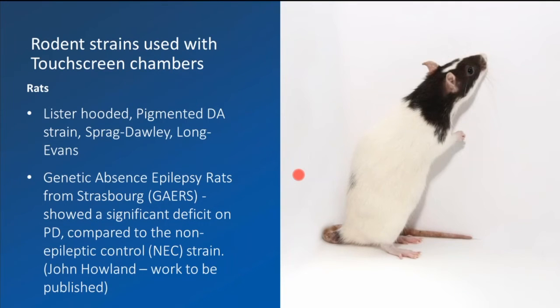Even the lines with weaker vision, such as the Sprague-Dawley rats, perform well on the touchscreen tasks. Dr. John Howland of Saskatchewan University has used genetically modified epilepsy rats with a Wistar background and showed them to be deficient on the PD or visual discrimination task compared to their non-epileptic controls.